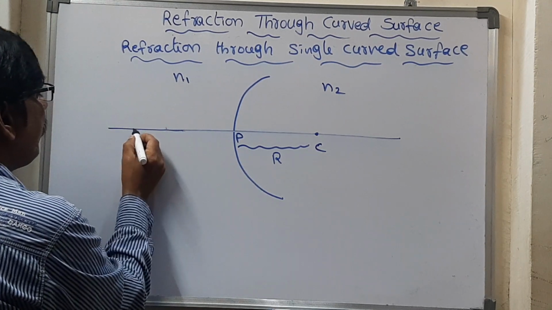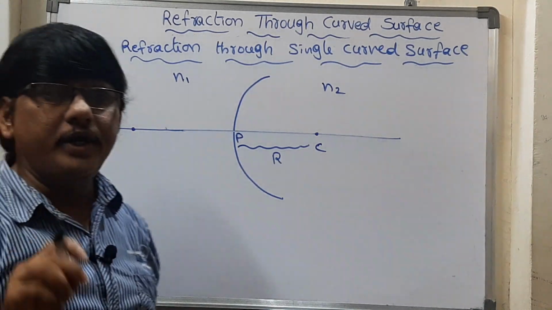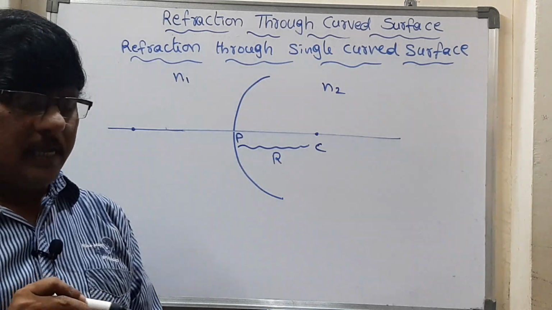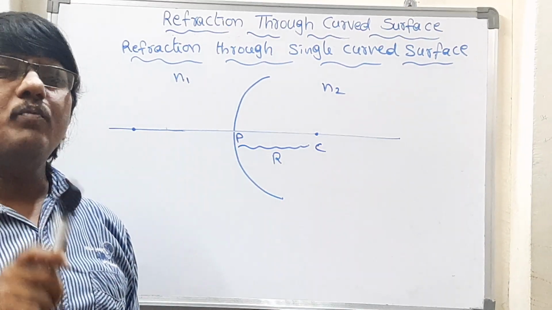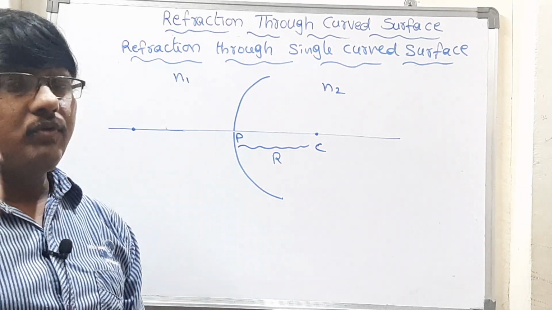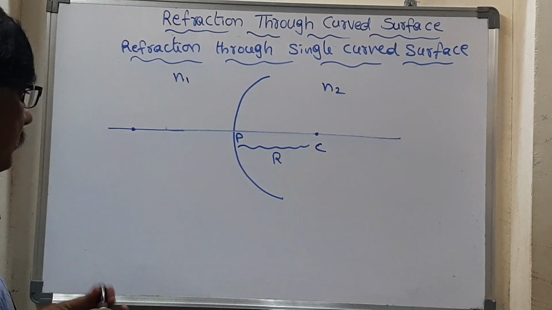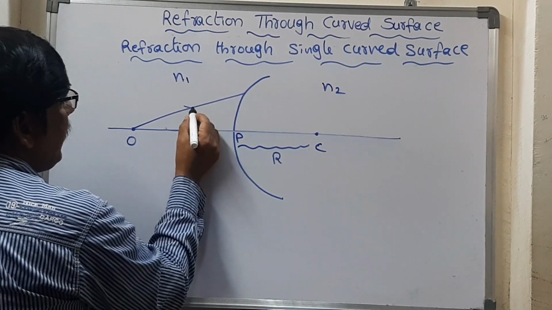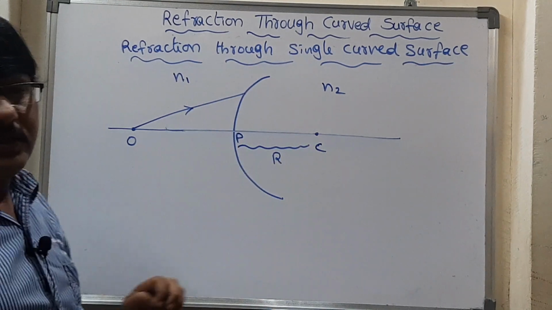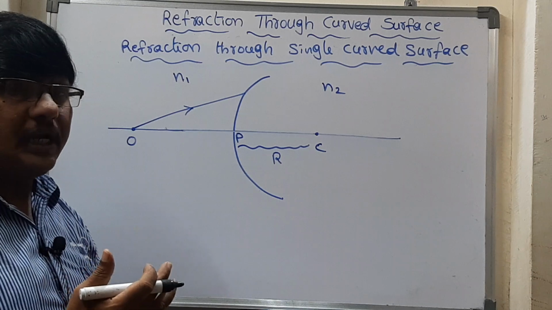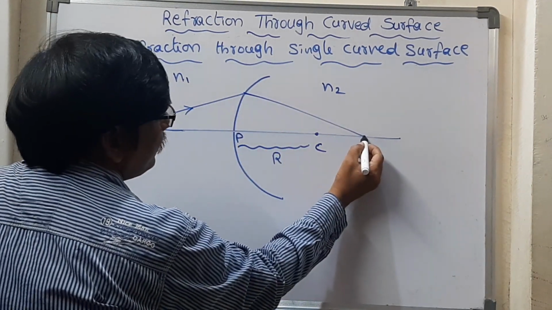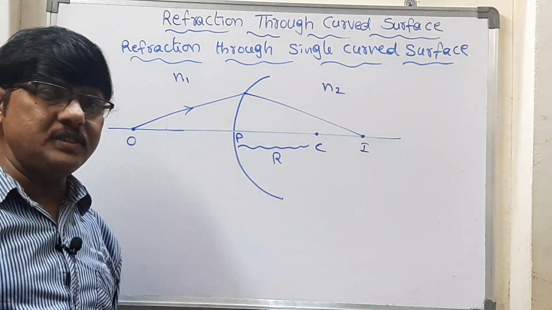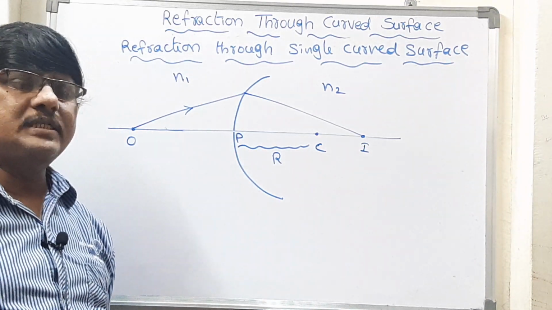Now let us take any one object as a point object. Objects are of two types: point object and extended object. A point object is imaginary, which we take for experimental purposes. An extended object is a combination of many points, and from those points we imagine one point, called the point object, with the first letter O. One ray passes from here and reaches the surface. Once it is incident on the surface, it undergoes refraction and forms an image, with the first letter I. This is the illustration of what happens when a point object is placed before a single curved surface.